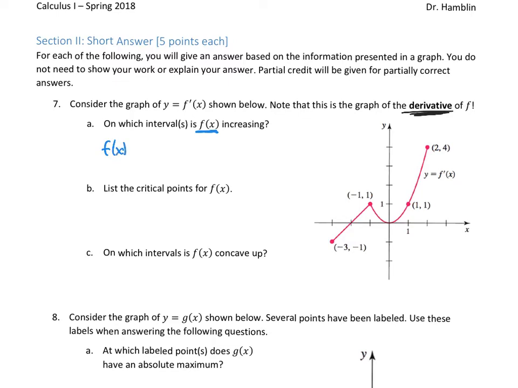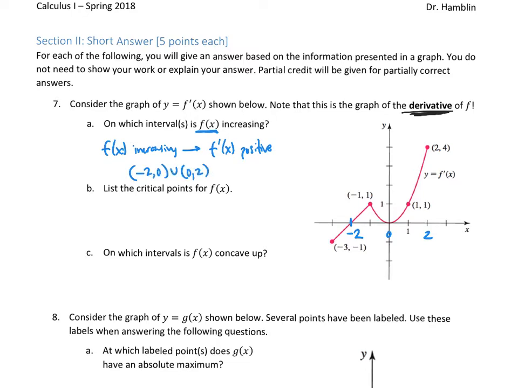So f of x increasing, what we have to remember, means that f prime of x is positive. And so what this question is really asking is, where is this graph that we see positive? And what we can see is that it's positive from -2 to 0 and from 0 to 2. So our answer here would be -2 to 0 and 0 to 2.